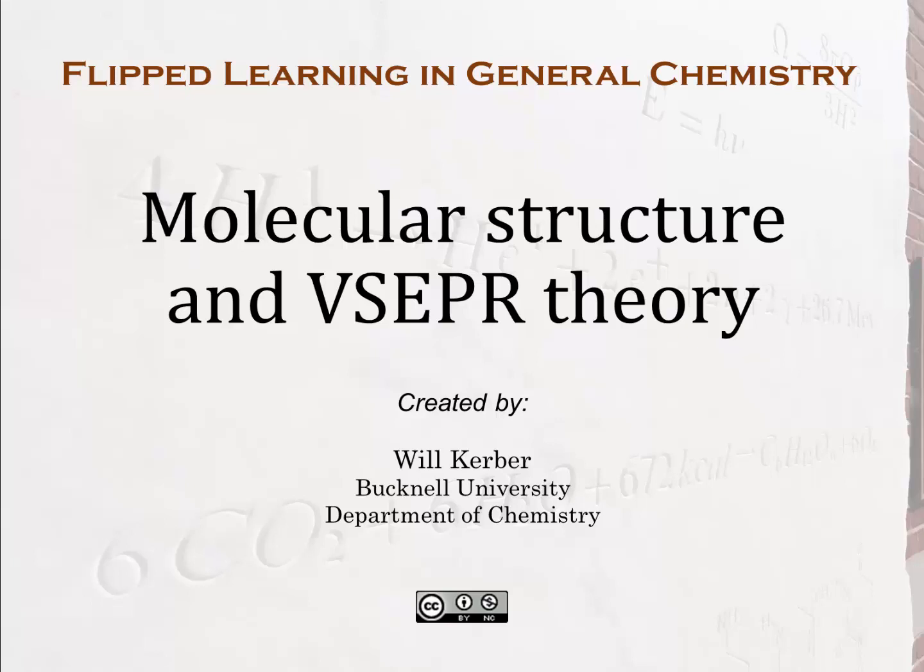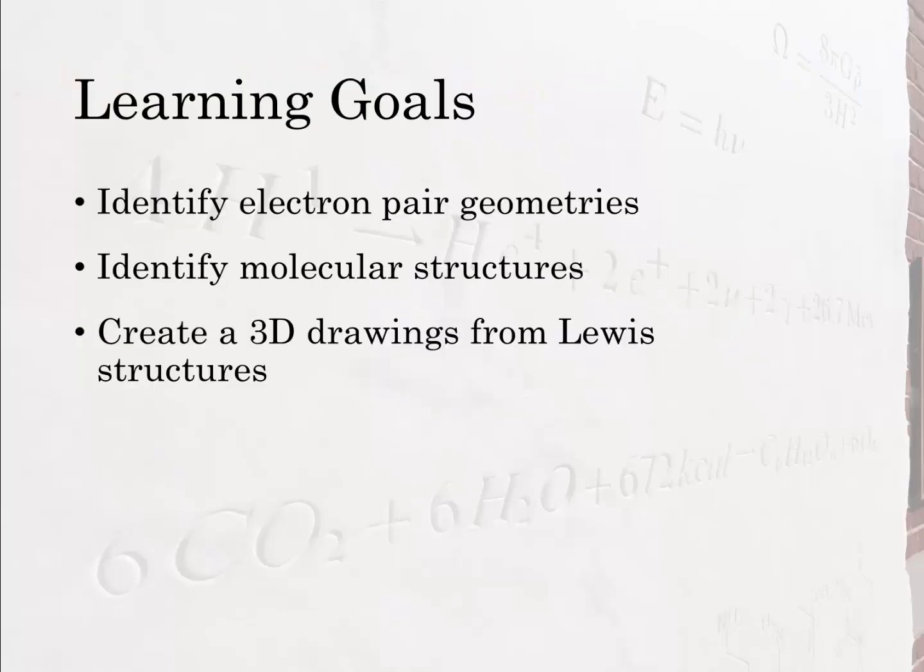Molecular structure and VSEPR theory is part of the Flipped Learning in General Chemistry series. This video will teach you to predict the geometry of a molecule from its Lewis structure using valence shell electron pair repulsion. After completing the assigned problems, you should be able to identify electron pair geometries and molecular structures and create three-dimensional drawings from Lewis structures.